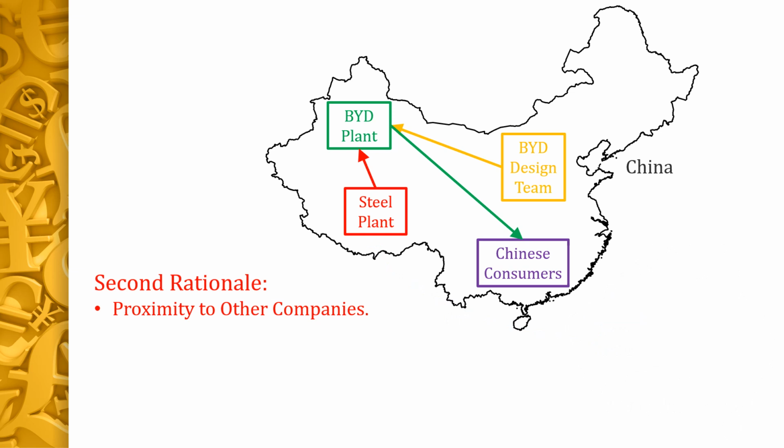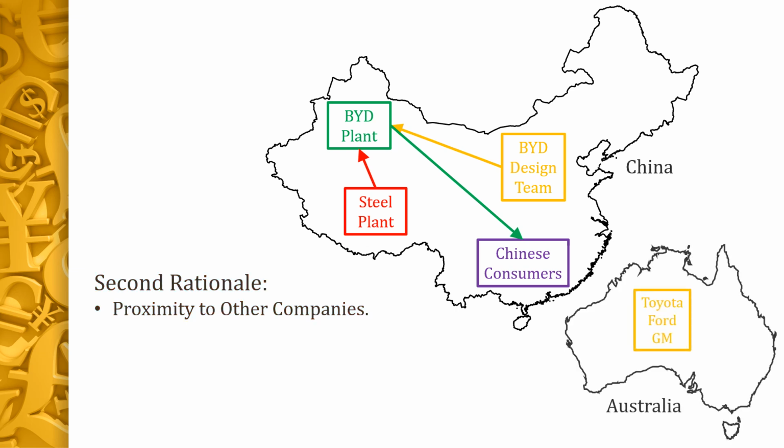Our second rationale for such activities is proximity to other companies. For instance, suppose that BYD is the only company that does vehicle design in China. On the other hand, Ford, Toyota, and GM all have design teams in Australia. In this case, BYD might want to set up a remote vehicle design team in Australia as well. BYD's 2 design teams can then collaborate with one another.